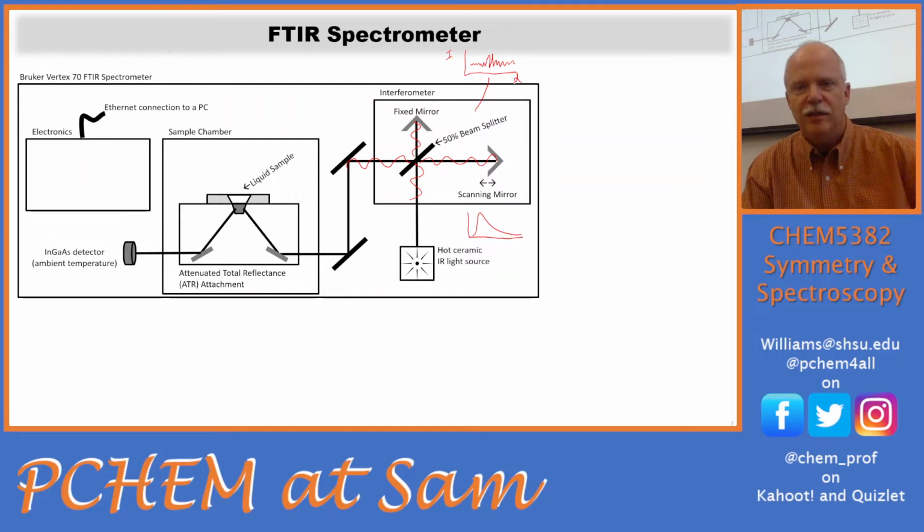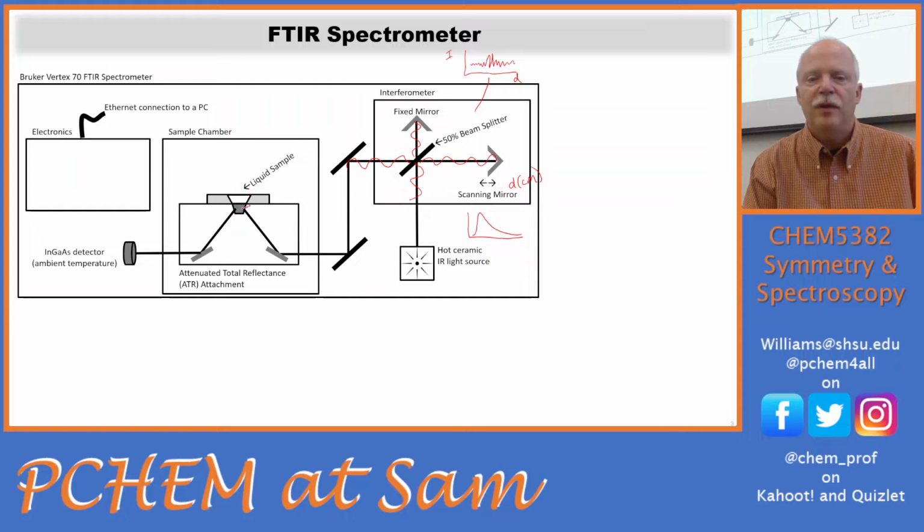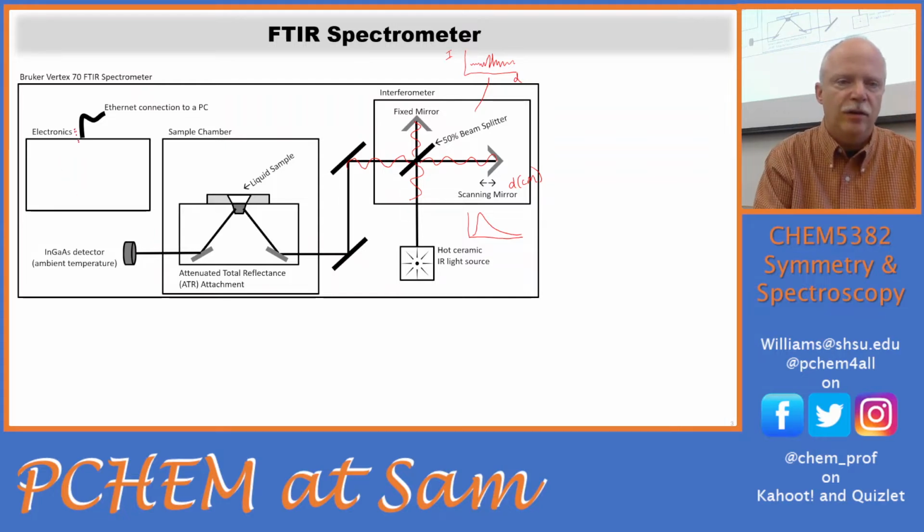So we have intensity versus distance, and the scanning mirror is moving a distance, left and right. And this distance is typically measured in centimeters. And when we have no sample there, we get a picture of that interferogram. And we can take that and we can go into the electronics where we do a fast Fourier transform.